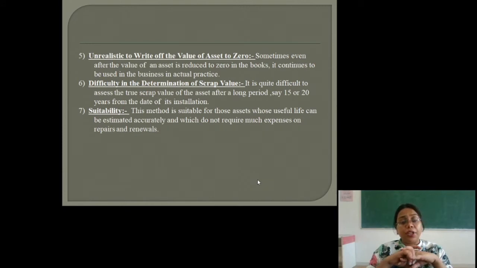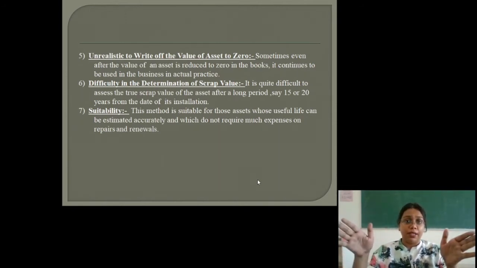Next, difficulty in determination of scrap value. It is quite difficult to assess the true scrap value of the asset after a long period, say 15 or 20 years from the date of installation. So it is very difficult to assess the true scrap value of a particular asset when the machinery has been installed for more than 15 to 20 years. It is difficult to determine the scrap value of that asset.